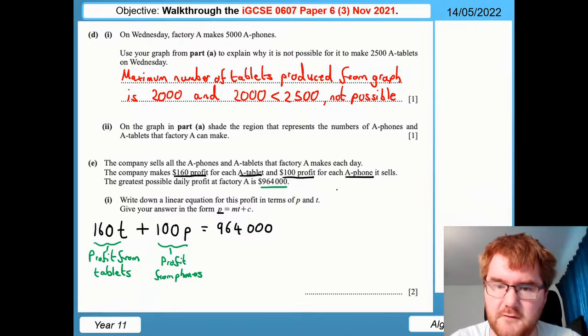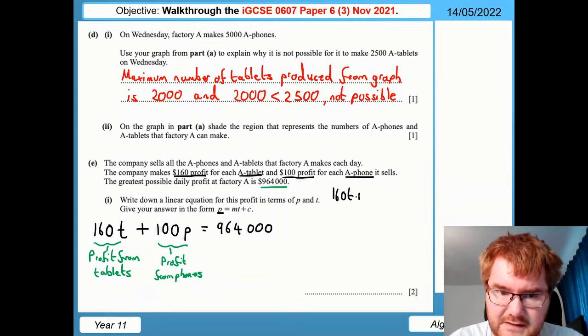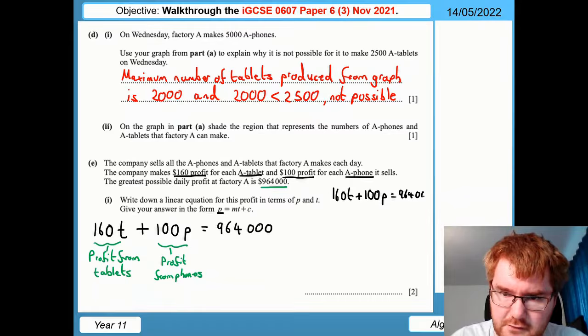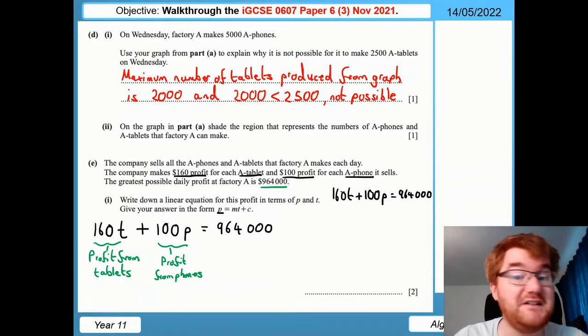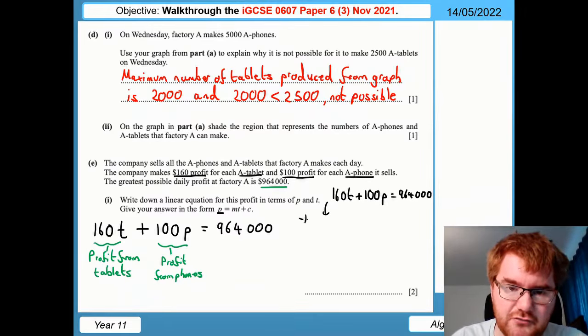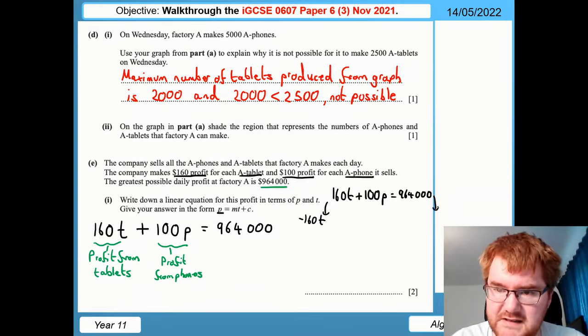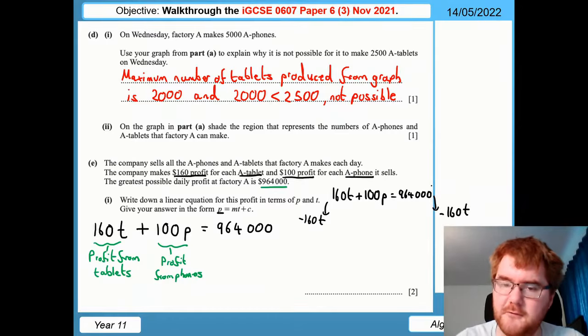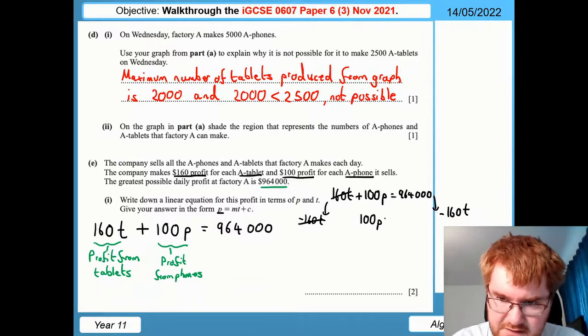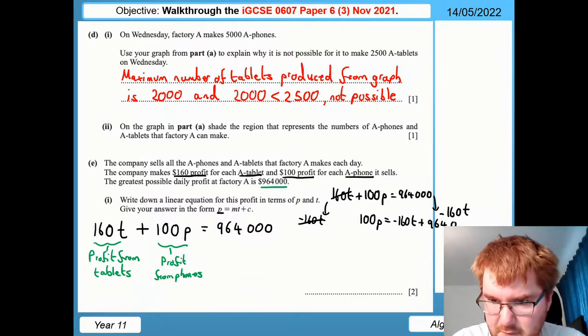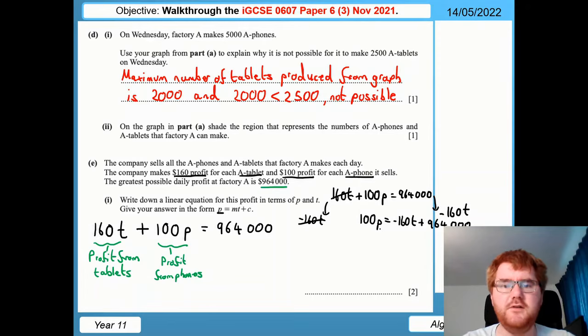So if I write this over here in a more condensed format, 160t plus 100p is equal to $964,000. We want to get the 100p on its own. So what's the opposite of adding 160t? Well, we're going to minus 160t from both sides. And this is where the skills from papers 2 and 4 come into play. Now this cancels, so we're left with 100p, which is what we wanted, equals minus 160t plus 964,000.